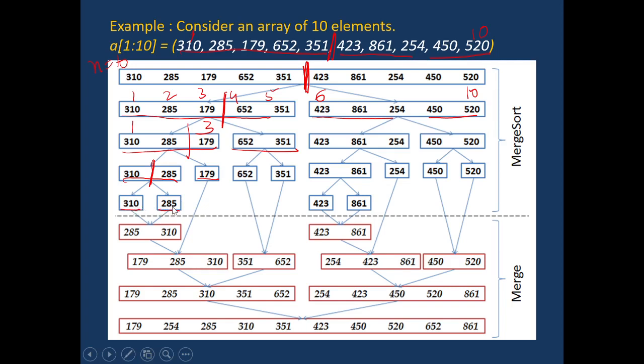If you observe these two, can I call these two sorted sublists? Yes, they are sorted sublists. 310 is one sorted sublist, 285 is another sorted sublist. Now we need to apply the merge operation to merge these two sorted lists into another sorted list. So what is the merge operation? First I'll explain it on the blackboard and then we'll come back to the tracing.